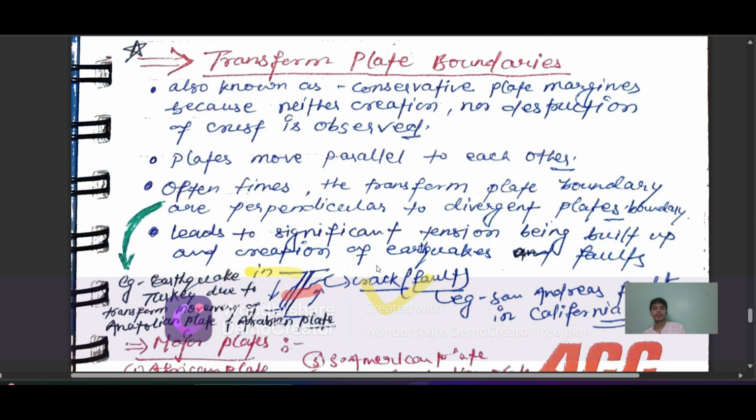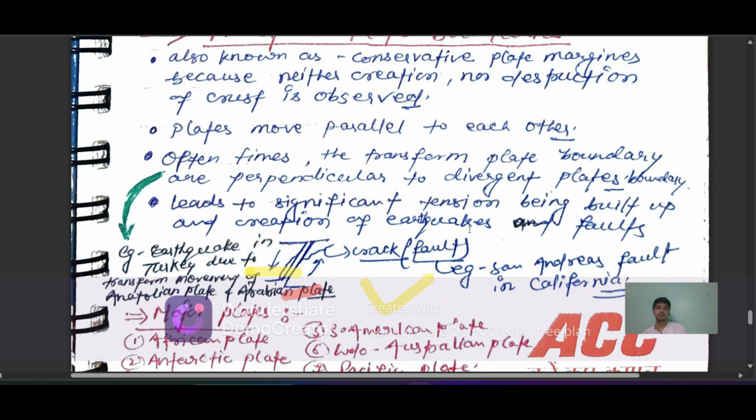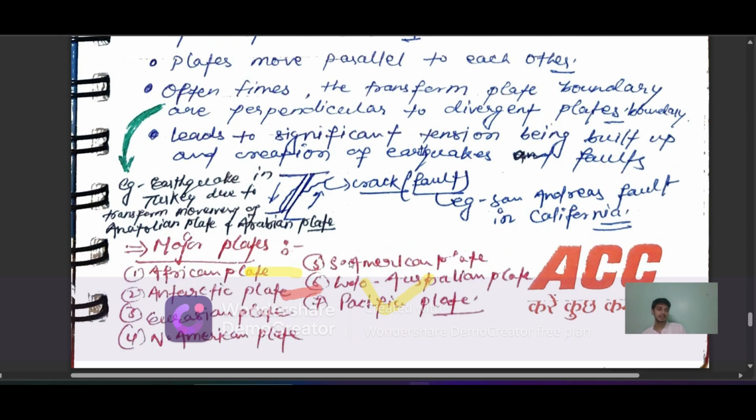Then come the transform plate boundaries, also known as conservative plate margins, because neither creation nor destruction of crust occurs. In transform plate boundaries, plates move parallel to each other. Oftentimes, the transform plate boundaries are perpendicular to the divergent plate boundary. It leads to significant tension being built up and the creation of earthquakes and faults.